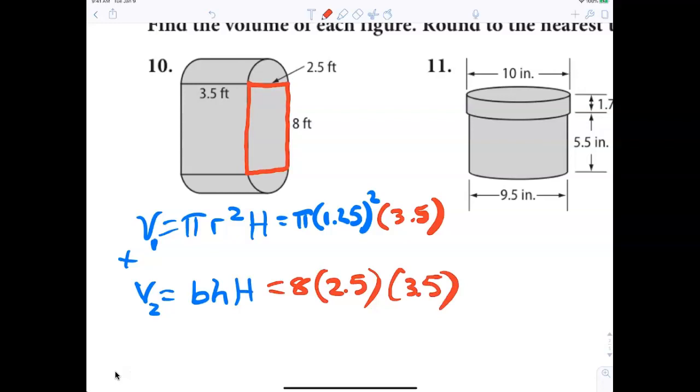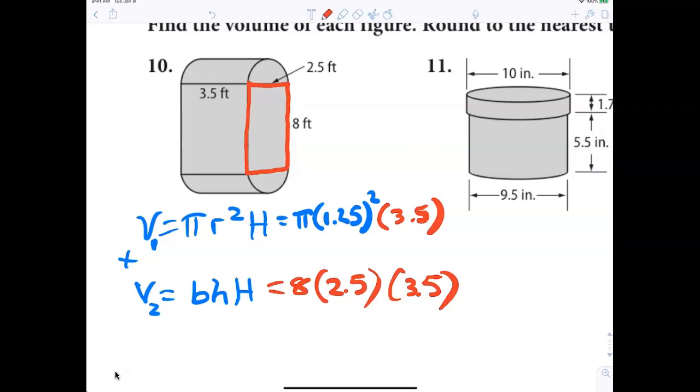Now, what am I supposed to do with those two volumes again? Add them. So take your calculator. You can do it straight into the calculator. You can do pi times 1.25 squared times 3.5 plus 8 times 2.5 times 3.5. You can type it straight in. Your calculator does the order of operations. Jack, I'm assuming you got the answer, right?